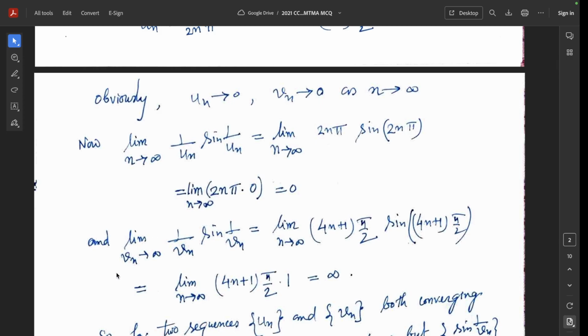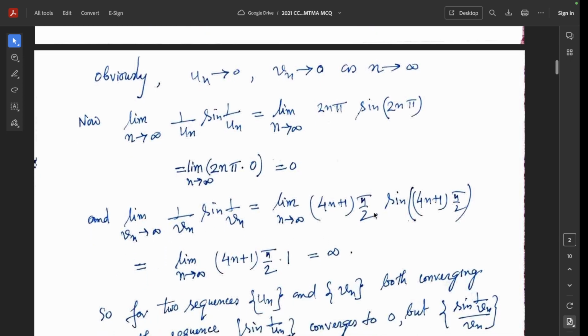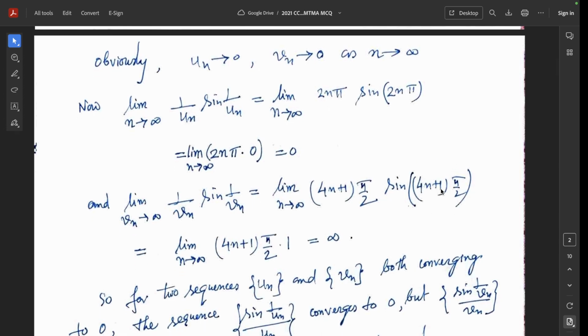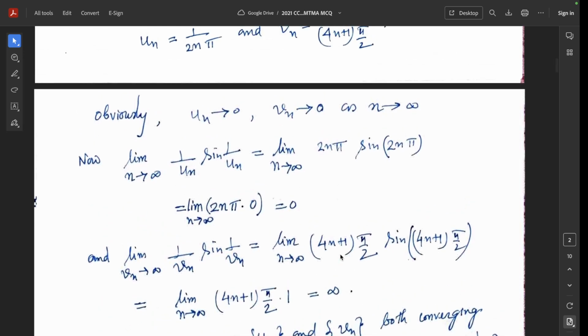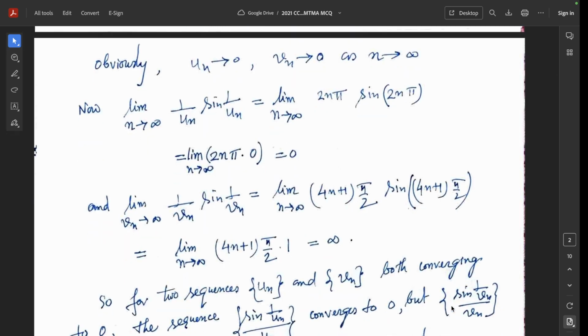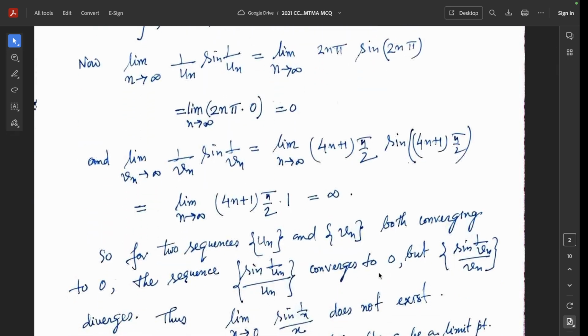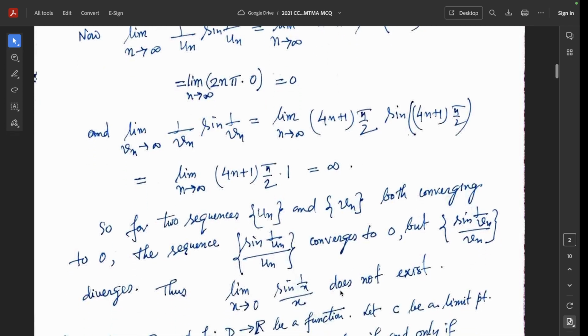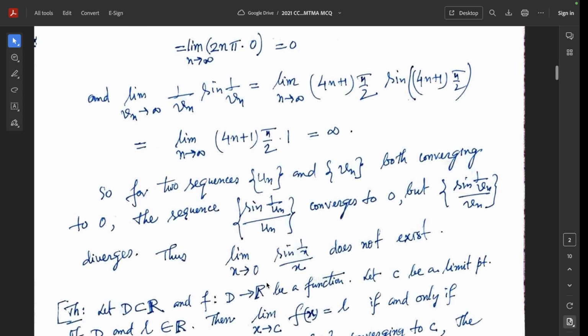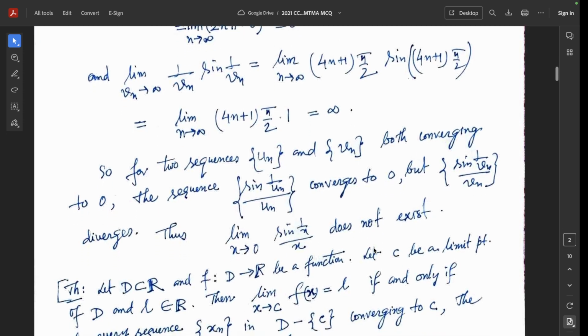And on vn, limit of 1 by vn sine 1 by vn equals (4n plus 1) pi by 2 times sine of (4n plus 1) pi by 2, where the sine value is 1, and this tends to infinity as n tends to infinity. So two sequences un and vn both converge to 0, but the sequence f(un) converges to 0 while the sequence f(vn) diverges. Thus limit x tends to 0 of sine 1 by x divided by x does not exist.